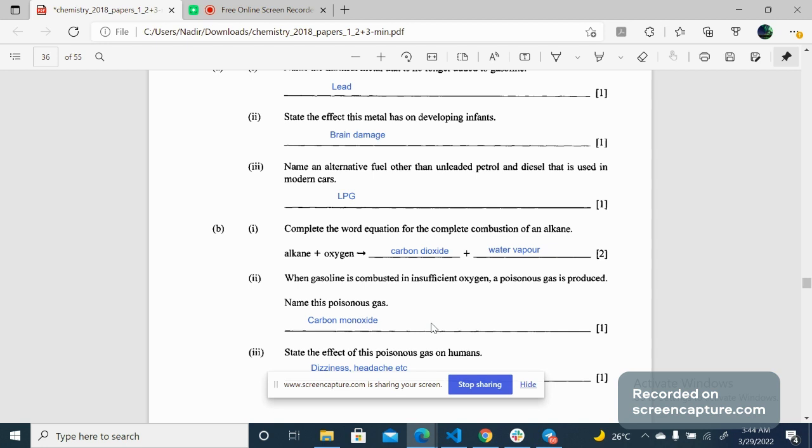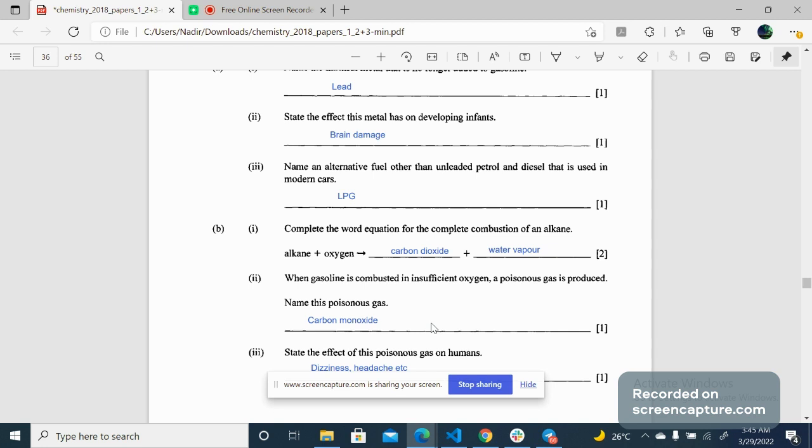And the second part is asking us, when gasoline is combusted in insufficient oxygen, a poisonous gas is produced. So when there is not enough oxygen available, the combustion process can still carry on. And when gasoline undergoes this process, it generates carbon monoxide. And carbon monoxide is a poisonous, toxic gas. It's not friendly to health.